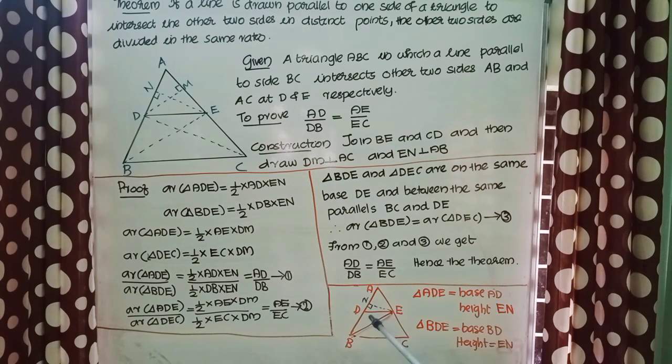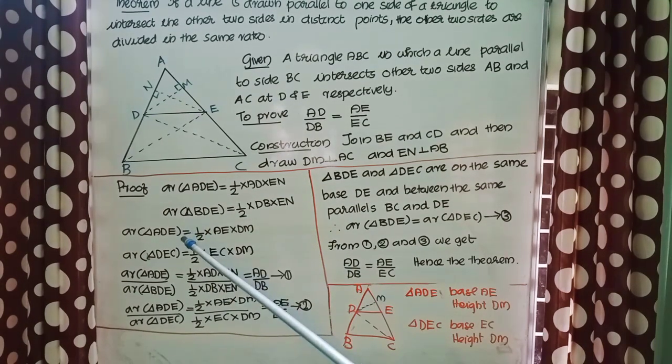Then next triangle BDE. Here base is BD. Height is same because it is the only perpendicular line to this portion. So height is EN. Therefore, area of triangle BDE equal to half into base into height, that is equal to half into BD into EN or DB into EN.